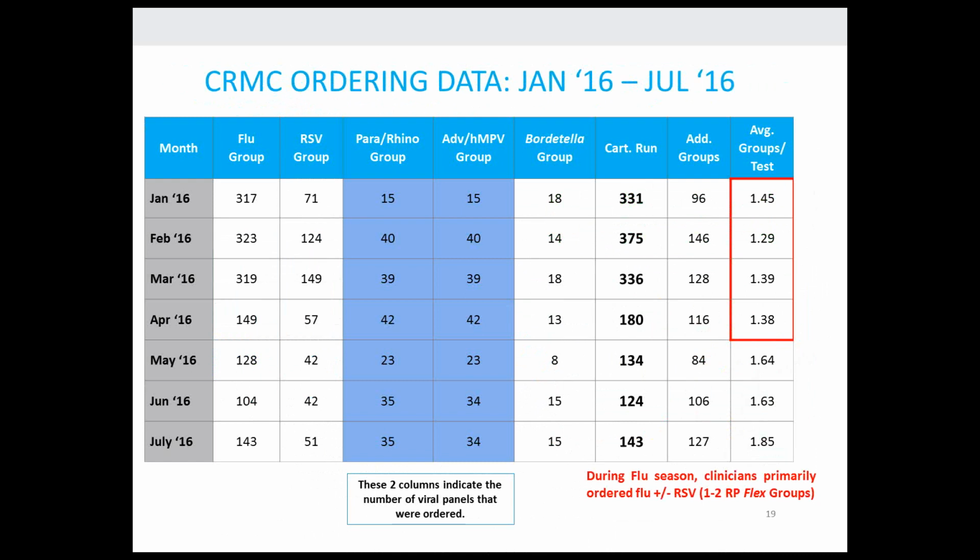So this chart kind of helps show that we have a low number of full panel orders. It kind of mimics that chart that I was showing you. And we can see that the average number of groups that were ordered per patient usually is pretty low, mainly that one group during flu season. As it gets into different seasons, we see more of the full panels and fewer flu-only orders.